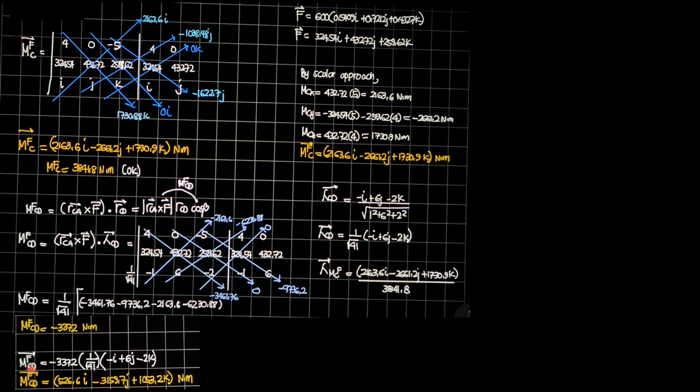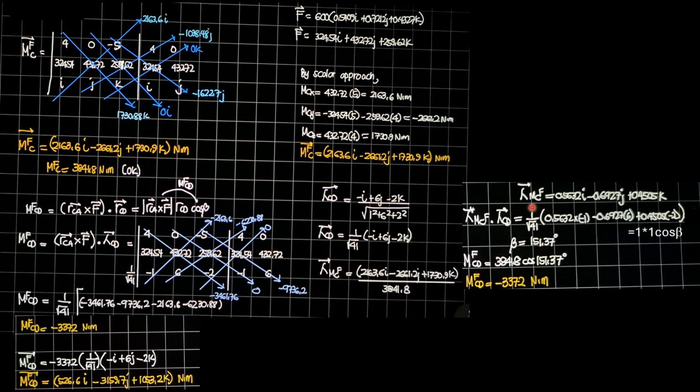So expressing MCD in vector form, it's equal to the magnitude times the unit vector of CD, 1 over square root of 41 times quantity negative I plus 6J minus 2K. So in vector form, this is the moment of F about CD, 526.6I minus 3159.7J plus 1053.2K. So that's it for that part.